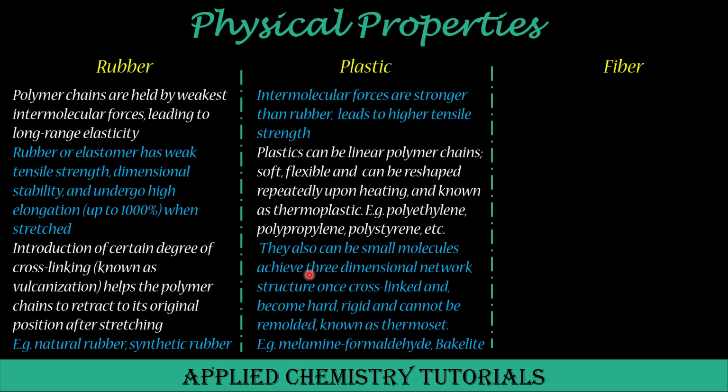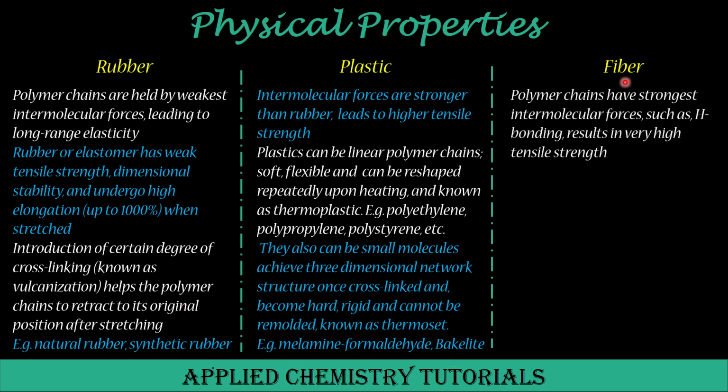They also can be small molecules which can achieve three-dimensional network structure once cross-linked and become hard, rigid and cannot be remolded. This is known as thermoset. Examples are melamine formaldehyde, bakelite, etc.